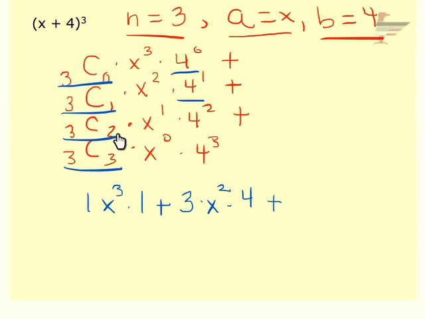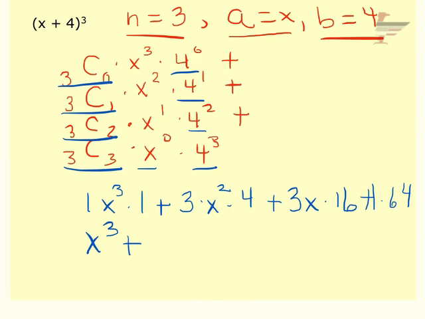Plus 3 choose 2 is also 3, times just x to the first, and then 4 squared is 16. And the last chunk, 3 choose 3 is really just 1, x to the 0 is really just 1, and 4 cubed is 64. Now I'm going to simplify all of these. So 1 times 1, of course, is 1, so that's just x cubed, plus 3 times 4 is 12, so that's really 12x squared.